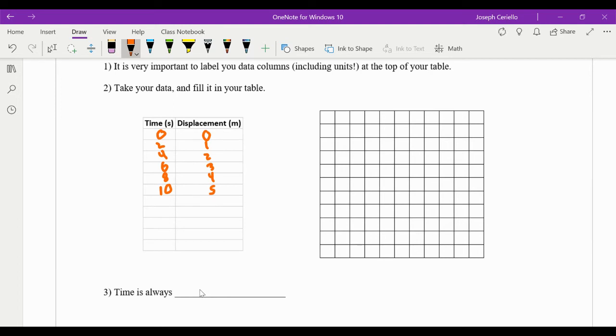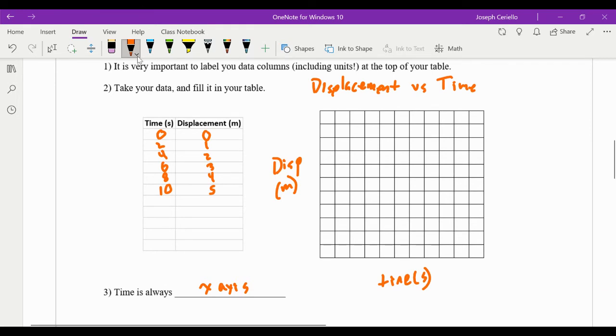Time is always going to be on the x-axis, always. Anytime you see time anyway, as long as it's one of the two variables. So let's put time on the x-axis, and let's put displacement on the y. I'm just going to write DISP just to keep it short, and you can put the units in parentheses there. So we're going to call this graph, it's always y versus x. Displacement versus time. All right, so these are just some of the basics. Now let's graph the data.